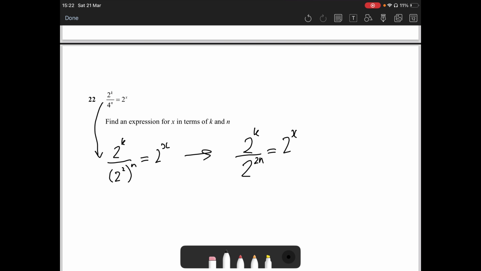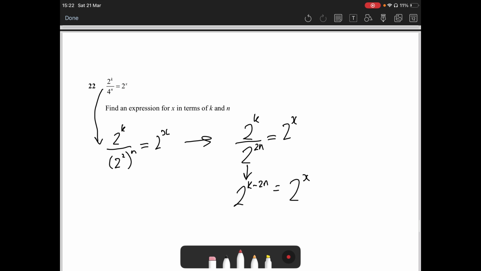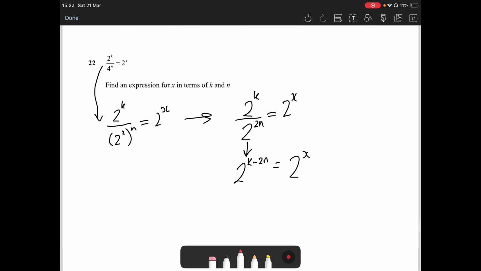Now when you divide powers, you usually take them away. So this bit on the left becomes 2 to the k minus 2n equals 2 to the x. And look, both are basically 2 raised to powers. This and this have to be equal now. So x equals k minus 2n. So final expression, yeah, that's it.